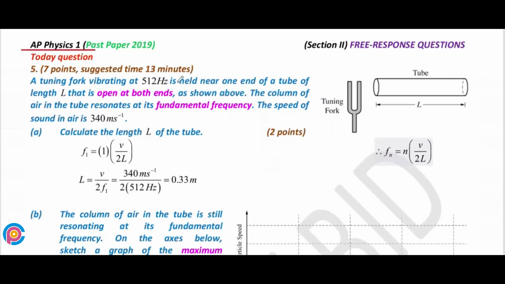Hi, we have the AP Physics 1 past paper 2019. We are discussing the section free response questions. Now we have question number 5, which carries 7 points.